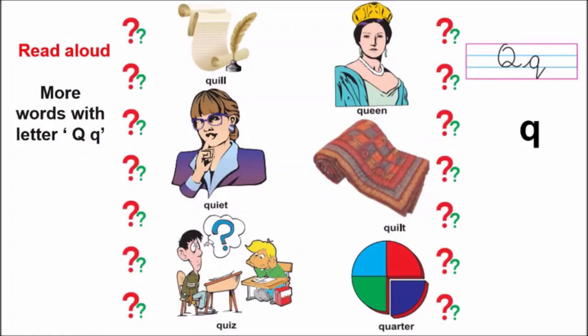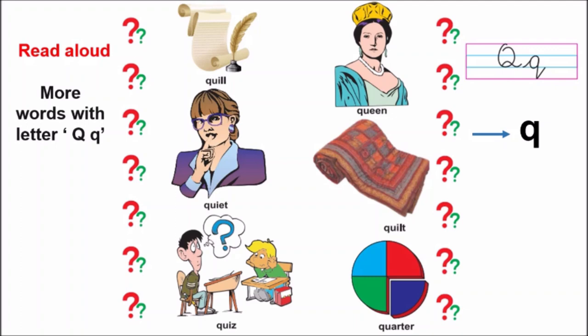Children, now look at this arrow. This arrow is pointing at capital cursive Q. And this is small cursive Q. And this is small print Q. Now let us read more words with letter Q.